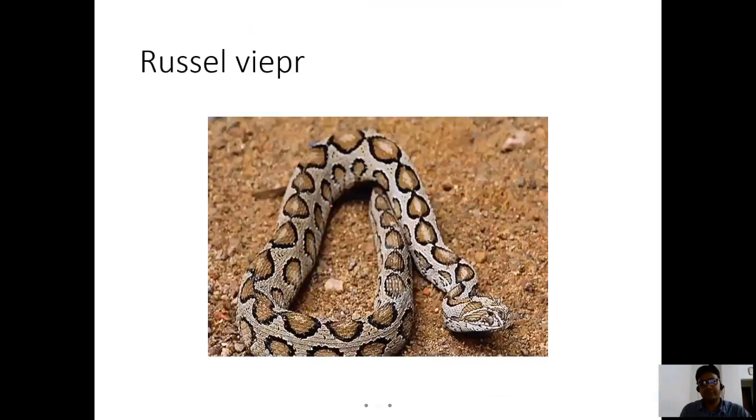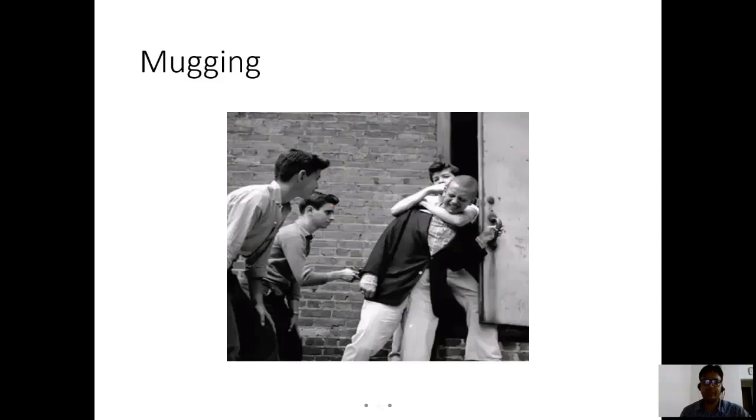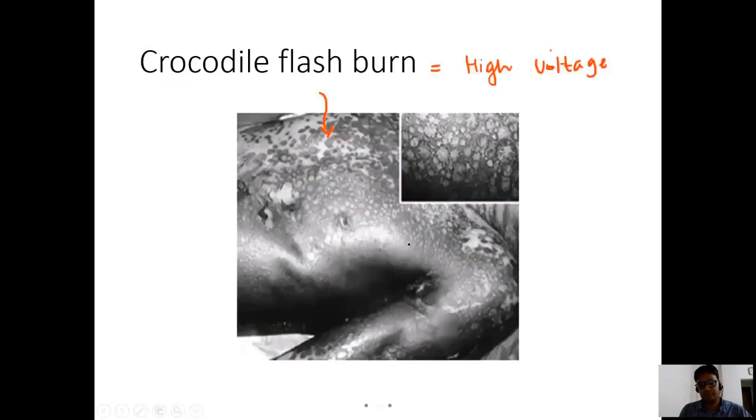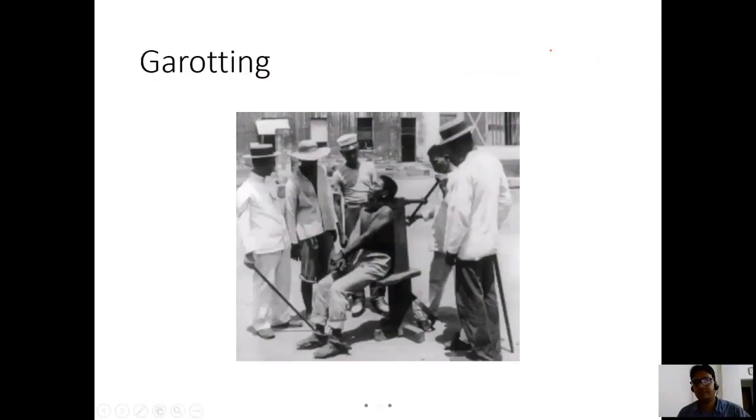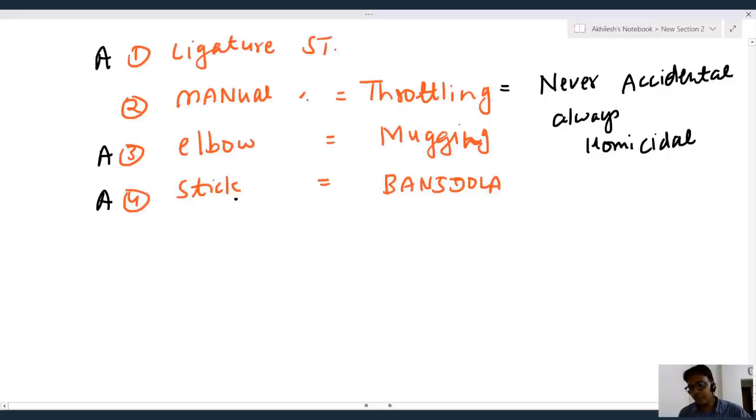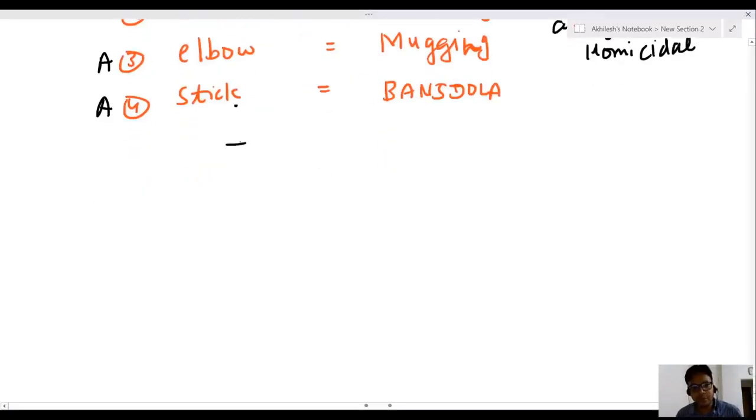See, this is mugging. This is in elbow, you are killing, this method is mugging. This is throttling. This is mugging. Throttling and mugging. So these are the examples of homicidal strangulation. Now I am coming to judicial strangulation.